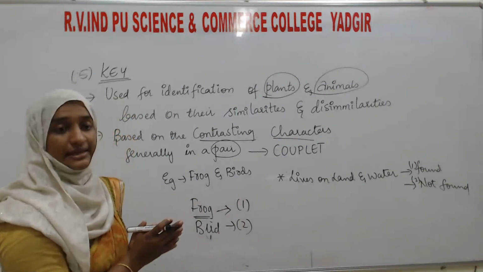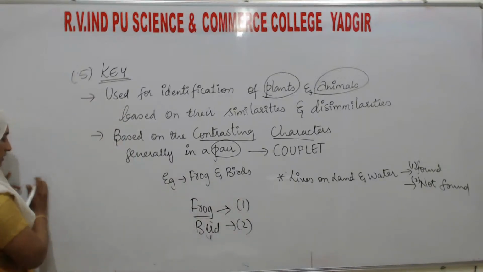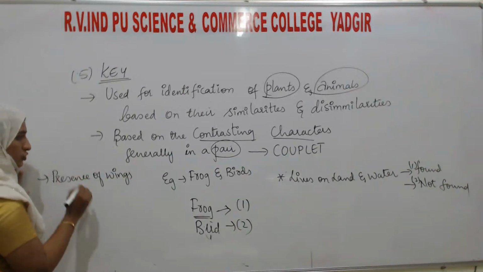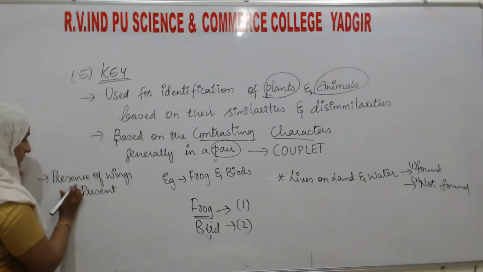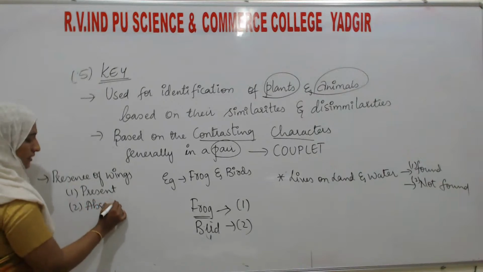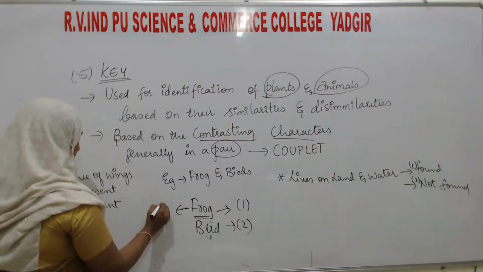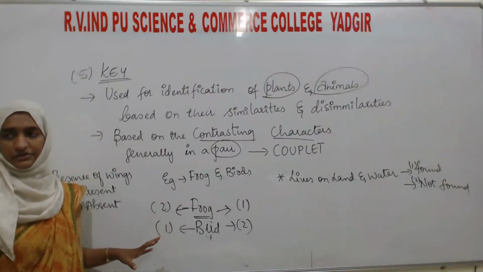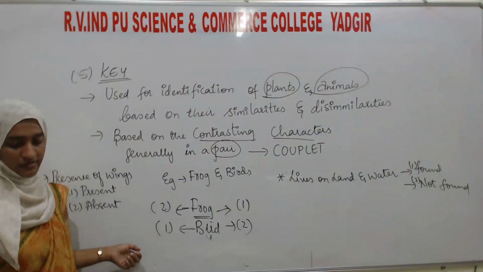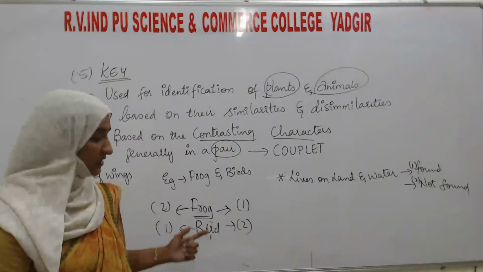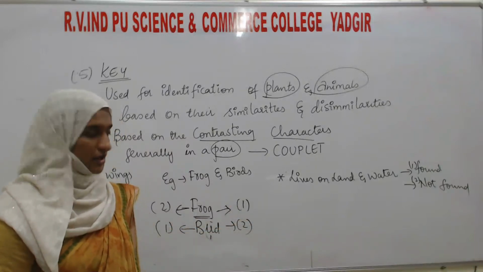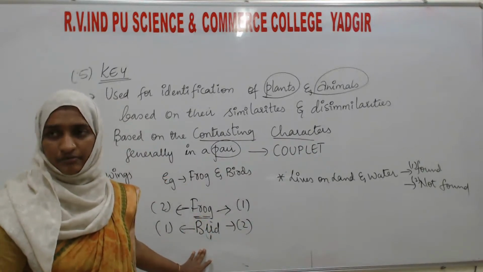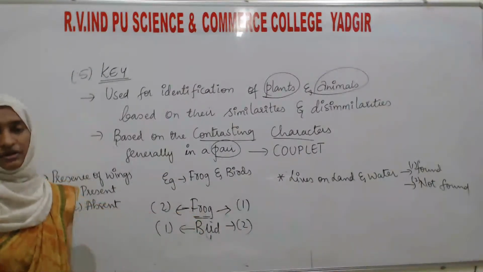One more contrasting character I will take here, for example presence of wings. Here 2 keys will be there. Present is the first one. The second one is the opposite. If it is a frog, then you write 2. Bird means 1. In this sense, they identify plants or animals using the keys. So this is about the couplet. This results in acceptance of one character and rejection of the other. One is accepted for frog and rejected for another animal. Here, one is accepted for bird and rejected for another animal.